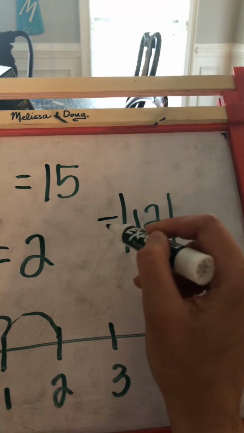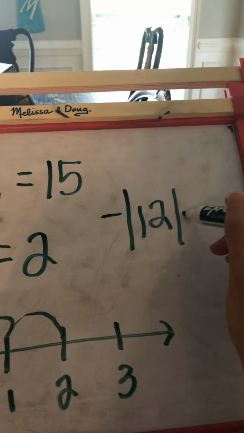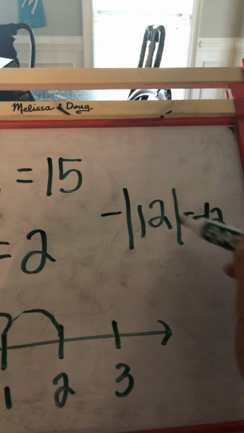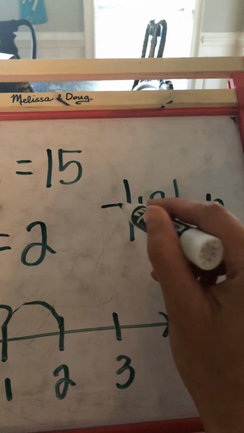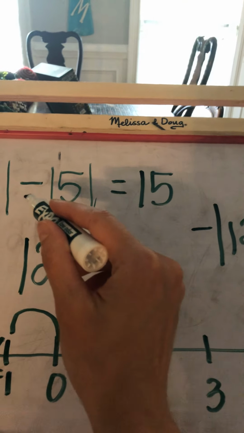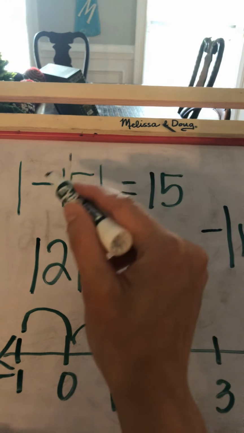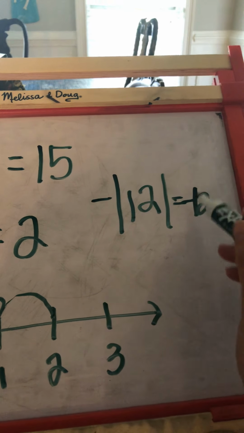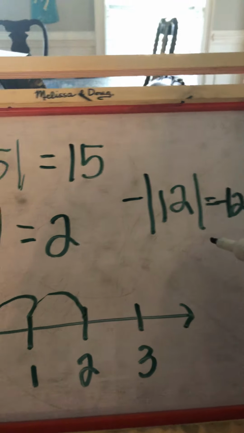So when we have our negative on the outside, it is a negative. That's the only time we're going to have absolute value in a negative, is when the negative is on the outside here. If it's on the inside, it's always going to be the positive form, okay? But if it's on the outside, it will be a negative. That's a negative 12, okay? So that's absolute value.